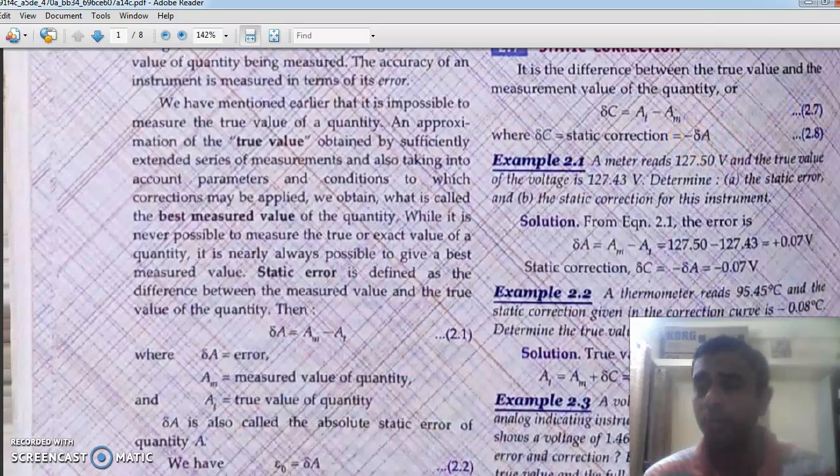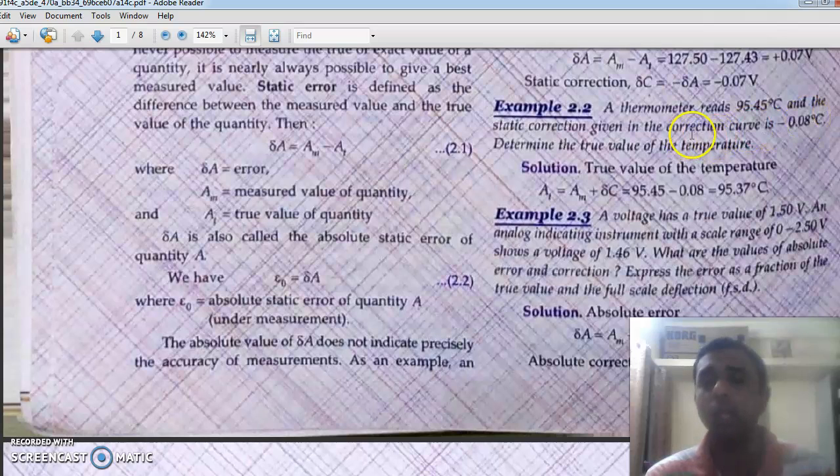So here are a few examples. You can just go through that. I'll just take a typical example. A thermometer reads 95.45 degrees Celsius, and the static correction given in the temperature correction curve is minus 0.08 degrees Celsius. Determine the true value of the temperature. So we know that true value is nothing but Am minus delta A. Minus delta A is nothing but plus delta C. So plus delta C is nothing but minus 0.08. The correction is minus 0.08. You just simply put that value here. That is, the At is 95.37 degrees Celsius. So this is how you apply things in a practical situation.